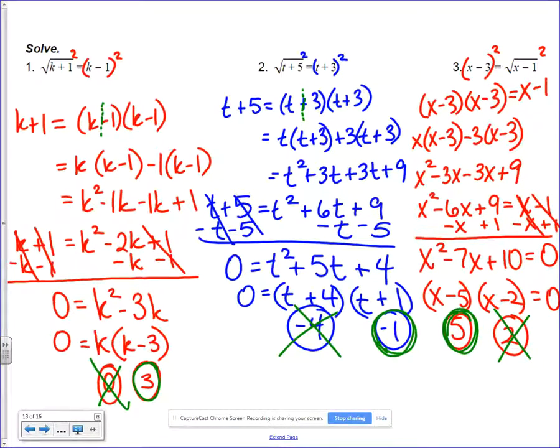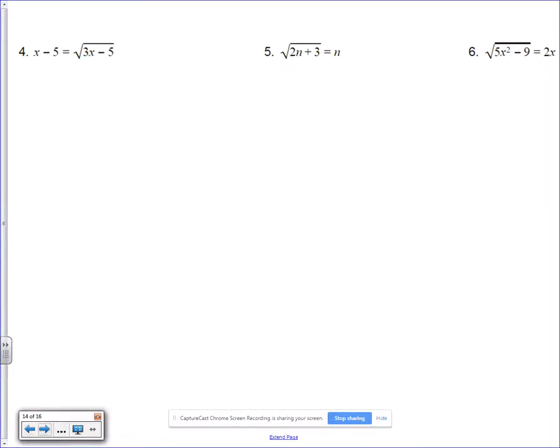Number 4. You got anything outside of that radical that needs to be moved? Nope, don't think so. So what are you going to do? Square both sides. This side and that side. This left-hand side's a binomial. How do you square a binomial? What happens to the right side? Just loses the radical. Everything else stays the same.